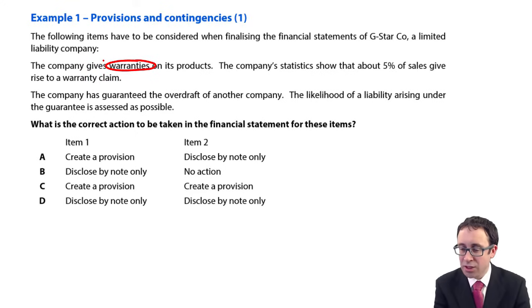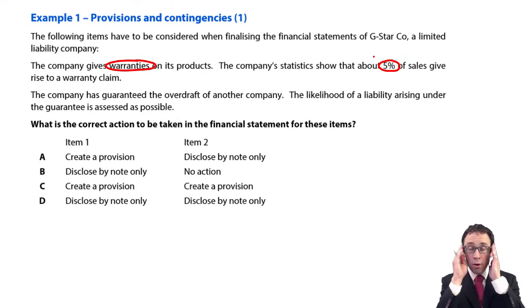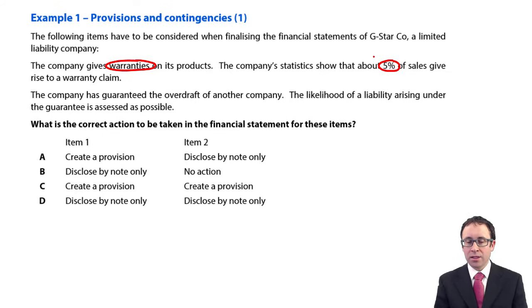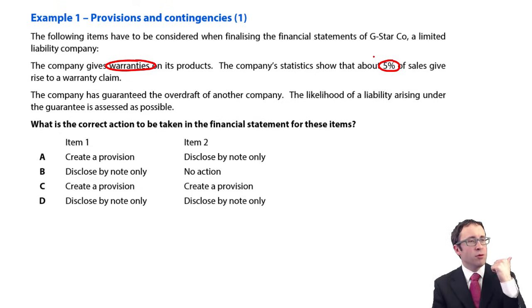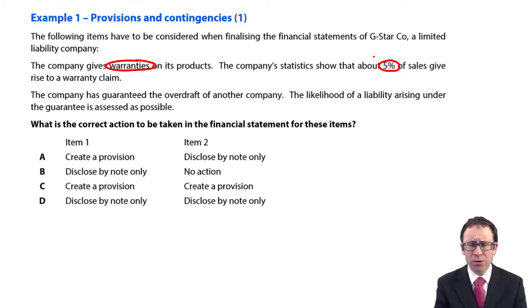And statistics show that 5% give rise to a warranty claim. Okay, so are we going to make a provision? Do we have a present obligation as a result of a past event? Is there a probable outflow of economic benefit, and can we measure it reliably? Well, the answer is yes to all three, because a warranty is a legal obligation. You've sold the goods with the warranty to fix it or to substitute it for a new product.